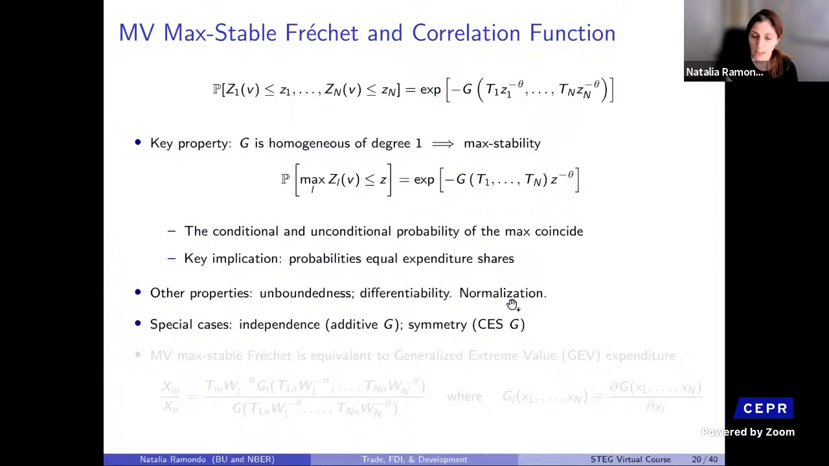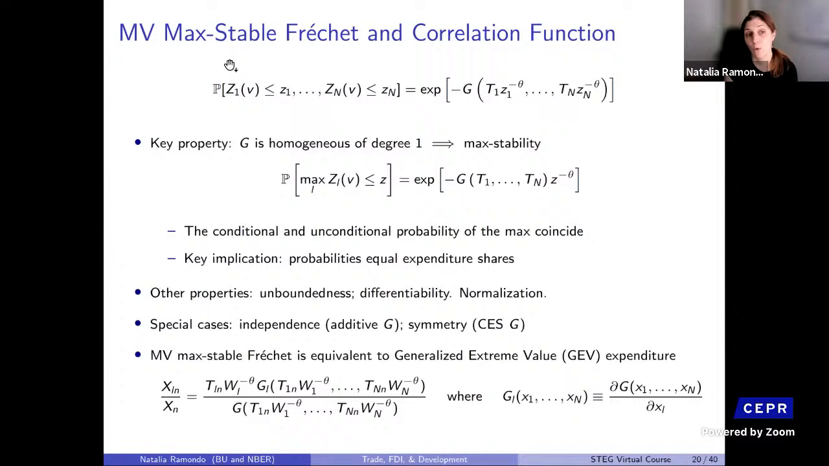Now, what using these max-stable Fréchet with the G function implies is that you know where we're going in terms of expenditure shares. Basically, a multivariate max-stable Fréchet distribution for productivity is equivalent to being in the generalized extreme value, GEV, expenditure system. This is a McFadden result. You can always give me an import demand system that is GEV, and I can always back it up with a Ricardian model where productivity has this form with a given G. And again, this is like Eaton-Kortum.